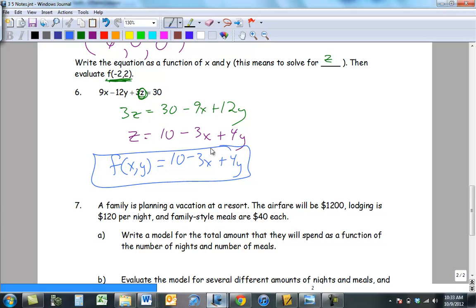So now, the next thing that they want us to do, what is f of negative 2, 2? Well, f of negative 2, 2 is going to be 10 minus 3 times x. Negative 3 times negative 2 is plus 6. 2 times 4 is plus 8. So f of negative 2, 2 is 24.